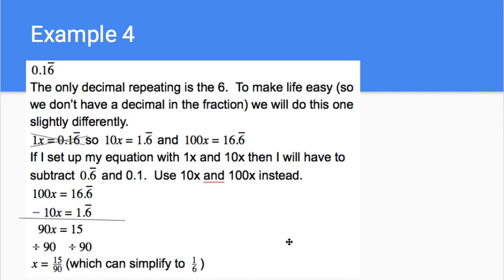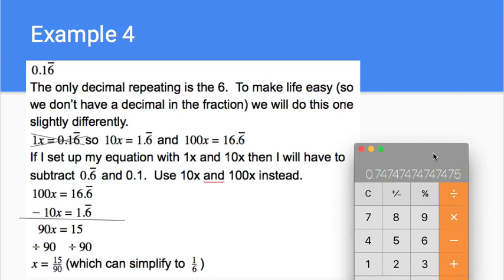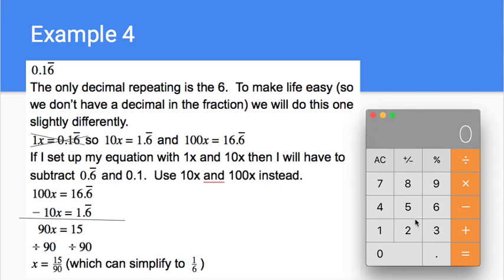That gave me 3/18, and 3 and 18 can both be divided by 3. So again, check. If I take 15 divided by 90, I get the 0.1, and then the 6 is the part that's repeating. So it's a little bit different, but it's the same basic process.